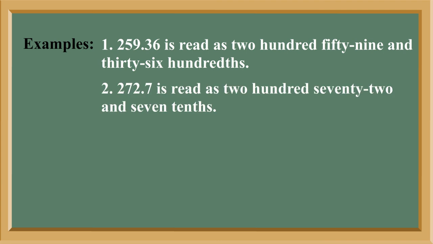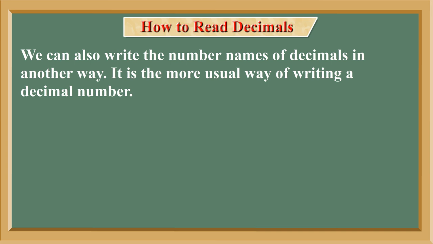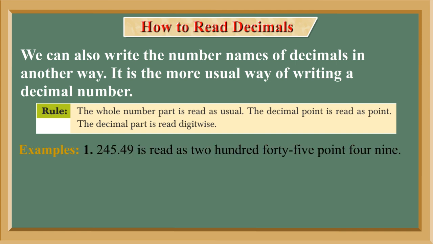2. 272.7 is read as 272 and 7 tenths. 3. 0.38 is read as 38 hundredths. We can also write the number names of decimals in another way. It is the more usual way of writing a decimal number. Rule: the whole number part is read as usual. The decimal point is read as point. The decimal part is read digit-wise.